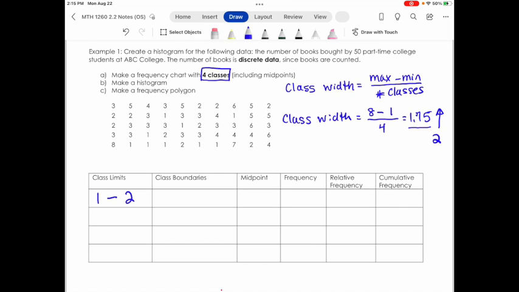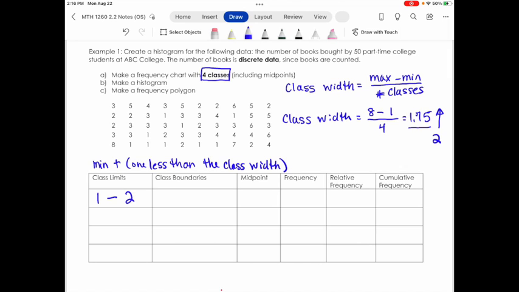Another way you can look at it, when you set up your class limits, because you're including the first number, you take the minimum value and then add 1 less than the class width. So that's another way to look at it. So I take 1, that's my minimum, and I add 1 less than the class width. The class width is 2, so I'm going to add 1 less than that, which is 1. So 1, and I add 1, I get 2. So my class limit should be from 1 to 2.